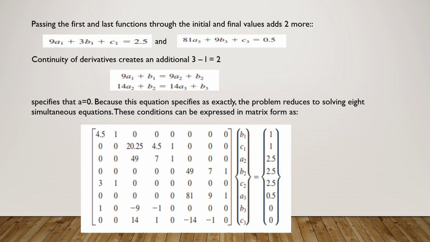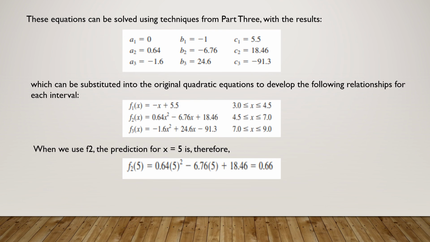So, ayan na yun. At itong condition na to, pwede tayong gumamit dito ng matrix form. As shown. So, these equations can be solved using techniques from matrix form and can be substituted into the original quadratic equation. So, pag nakuha na natin yung values, i-substitute lang natin yan sa original quadratic equation. When we use f2, the prediction for x equal to 5 is therefore equal to 0.64 times 5 squared minus 6.76 times 5 plus 18.46. This will be equal to 0.66.